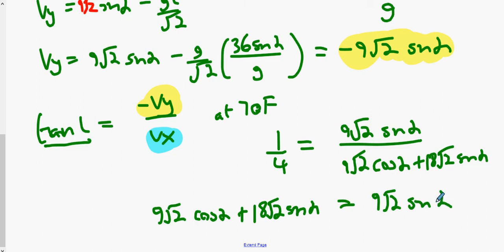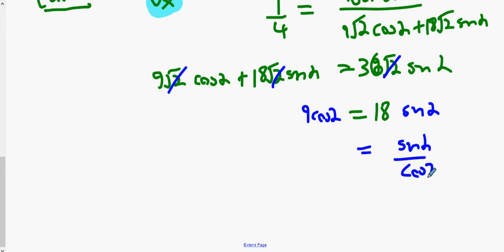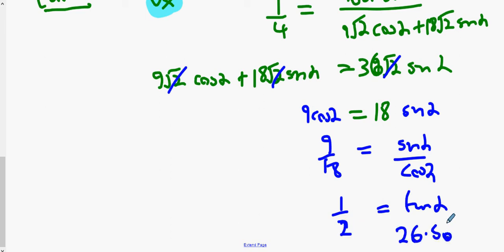Oh god, what did I do wrong? I forgot to multiply by 4, didn't I? So that's 36. Thanks for that, Mick. So that's 18. Can I just get rid of all the root 2's? They're really annoying me. So 18 sine alpha equals 9 cos alpha, and thank God we're going to get a sine alpha over cos alpha, which is tan alpha, and that's going to equal 9 over 18, which is a half. Tan alpha equals a half, otherwise known as 26.56 degrees, and we're good.